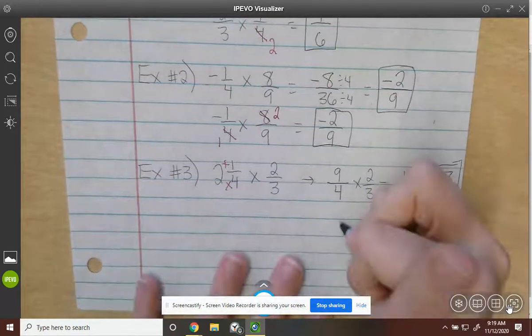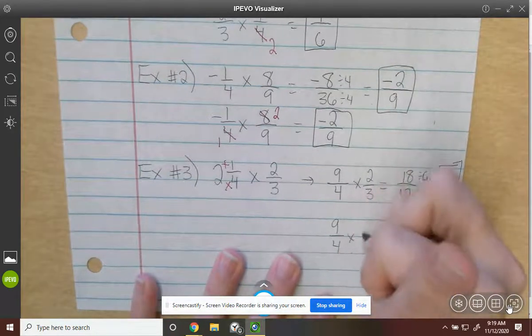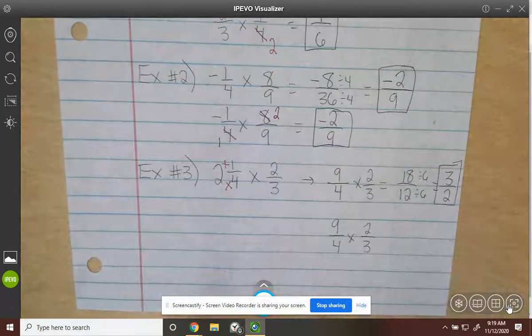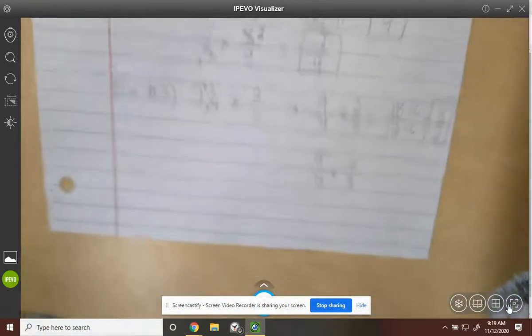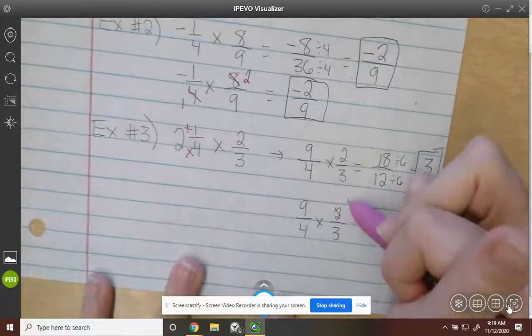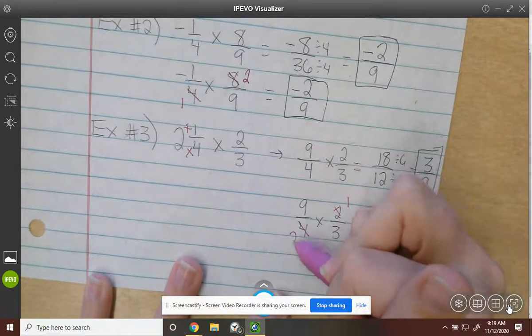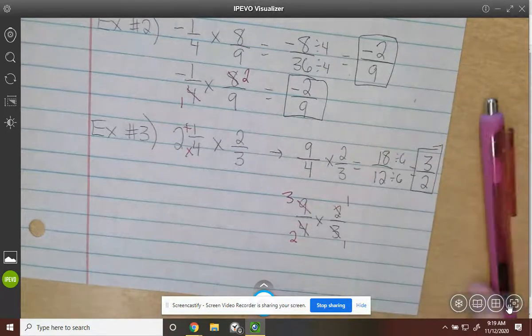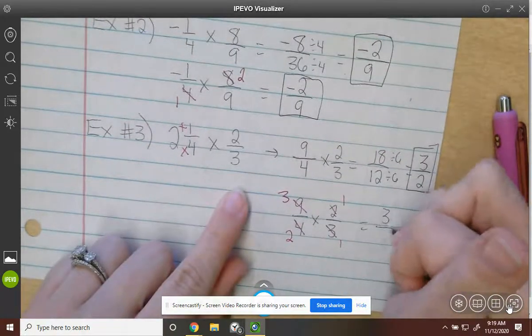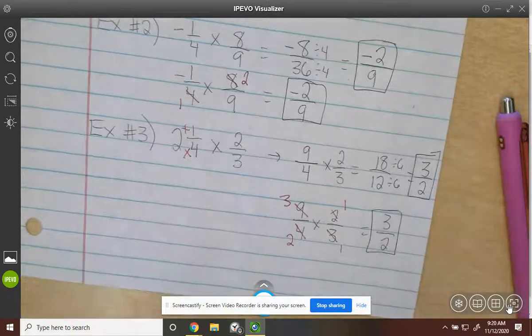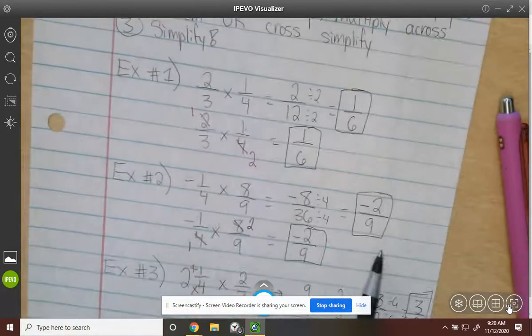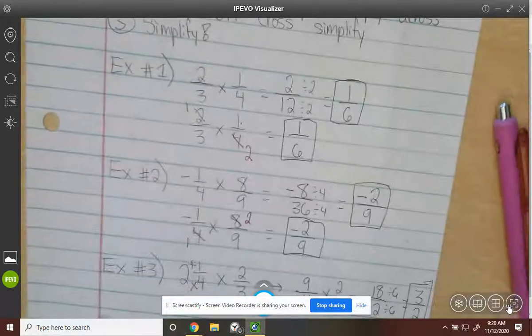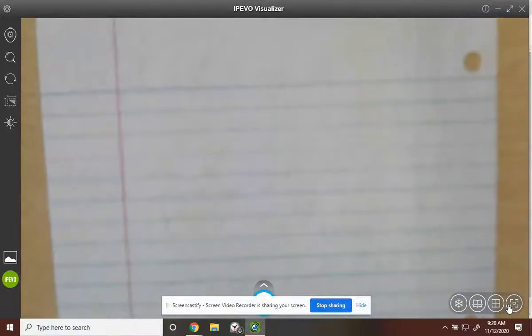Okay, I'm going to take this and cross simplify it real quick, because I can do double cross simplify on this one. 2 goes once into 2, 2 goes into 4 twice. I'm taking 3 away, bringing it up here, and I get 3/2. Okay, so that's multiplying. That should be review. The only thing that's new is the negative, making sure you keep track of those. Okay, then we got dividing.